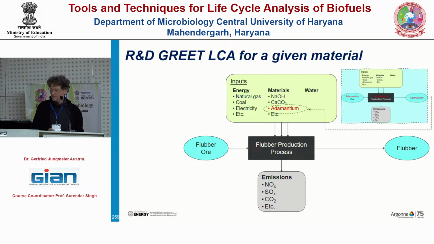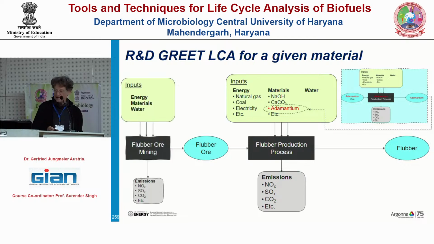And you have to think about where the material I need for making the adamantium is coming from. I also have to insert a new unit process. So it just guides you through how you build up a new process. And then you have the flubber ore, then you add a process. The black ones are all unit processes where you say, I need the ore mining first, and to insert that.